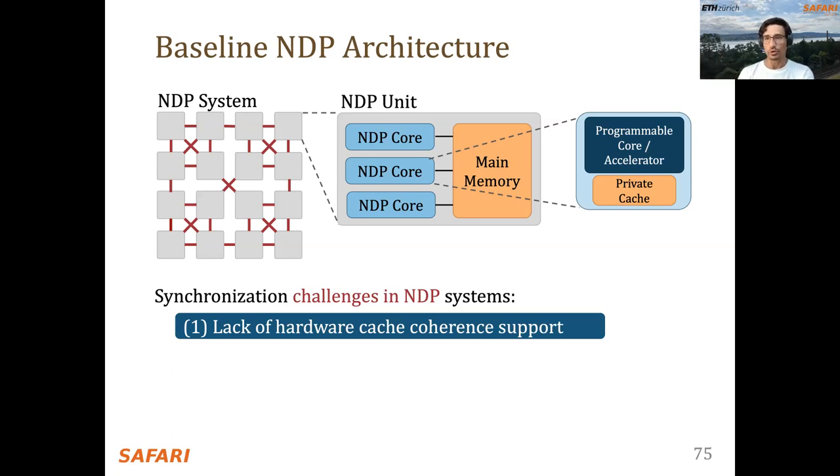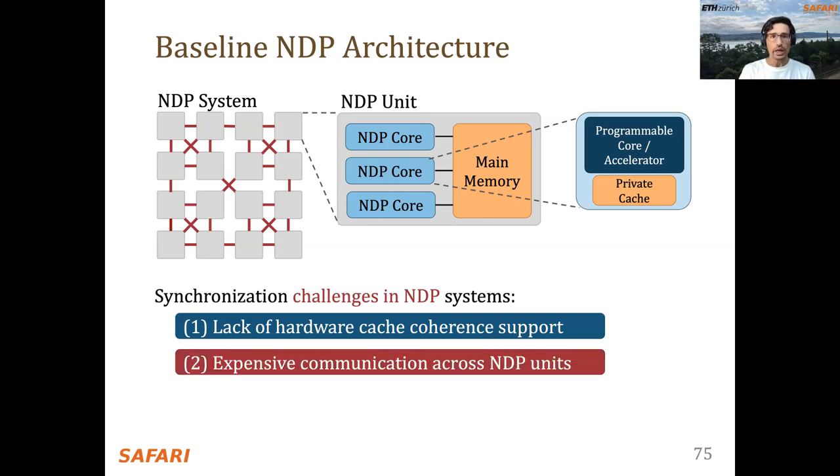Actually, in the previous work there is coherence for processing in memory systems, but CoNDA and LazyPIM are focused on maintaining coherence between the memory side, the PIM side, and the host side. But here in SynCron, when we say that there's no cache coherence support, what we mean is that there's no cache coherence support among the PIM cores or the PIM engines in the memory side. And the communication across the different NDP units is very expensive, as we have discussed as well.